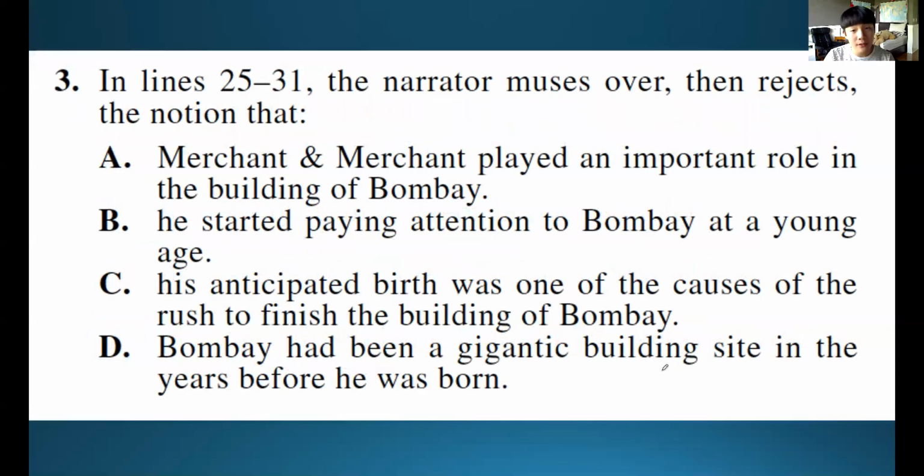Again, pause the video here if you need to review something. In lines 25 to 31, the narrator muses over, then rejects the notion that... So what does 25 to 31 say? These are one of the best questions, because if they give you a specific line number and they ask for a notion or something explicitly stated in the text, then you don't even need to think much. You just need to read the lines and choose the correct answer.